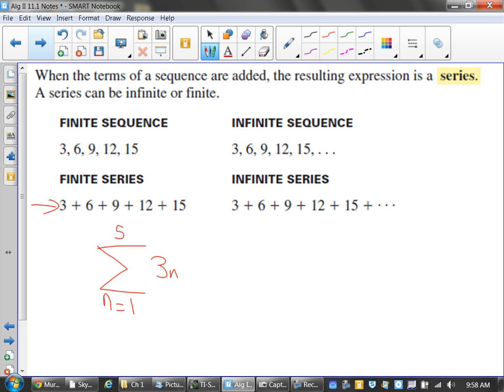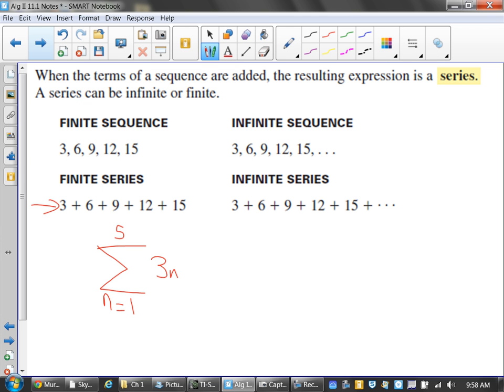I'm starting with my first term. There are 5 terms in that series. What's the explicit rule for the nth term? It's 3 times 1, 3 times 2, 3 times 3. Now again, we could just find out what that equals by adding 3 plus 6 plus 9 plus 12 plus 15. That's not that difficult to do because there's only 5 terms.